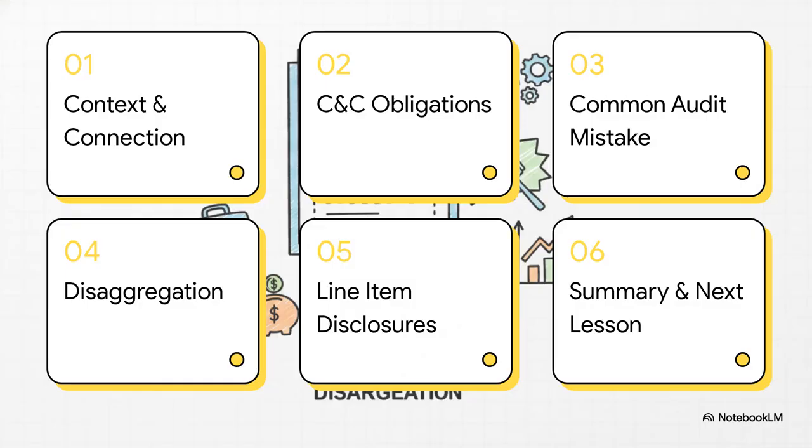Okay, let's look at our roadmap for today. We'll start with context and course connection, move into commitments and contingencies, and then highlight a common audit mistake. After that, we'll cover disaggregation, run through key line item disclosures, and finally wrap it all up with a summary and a peek at the next lesson.